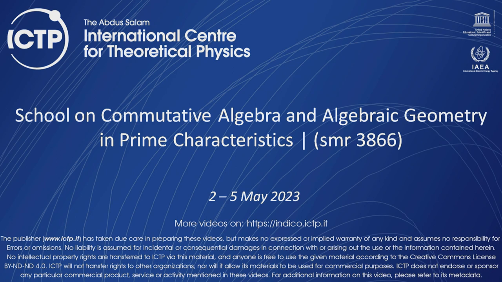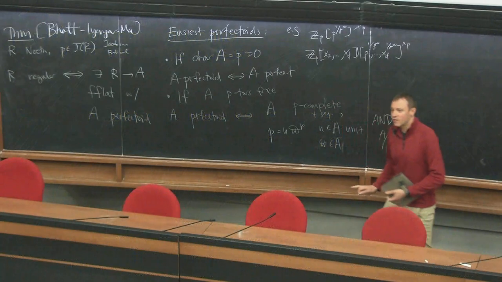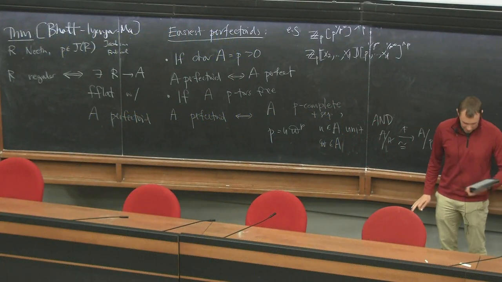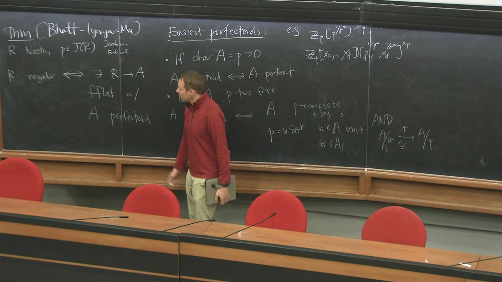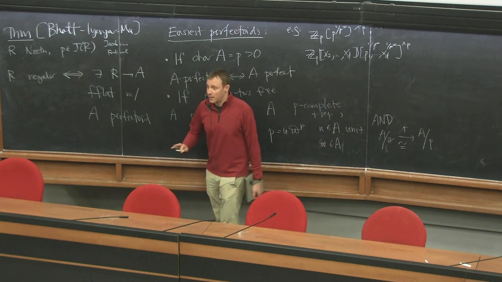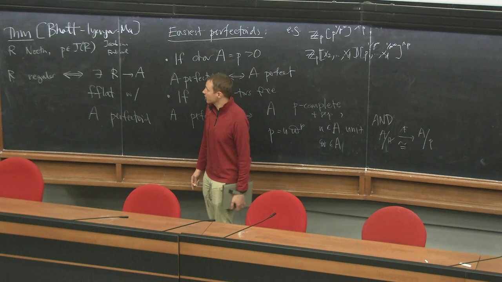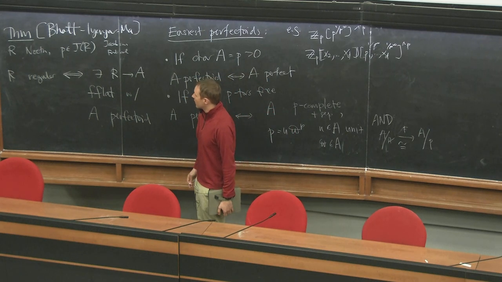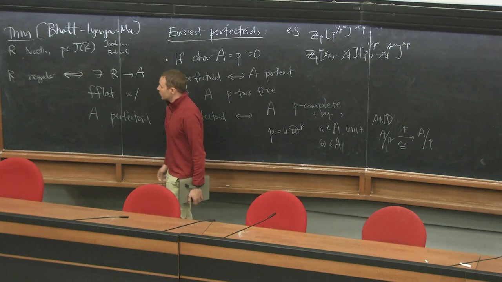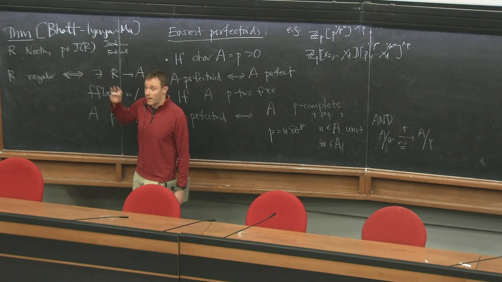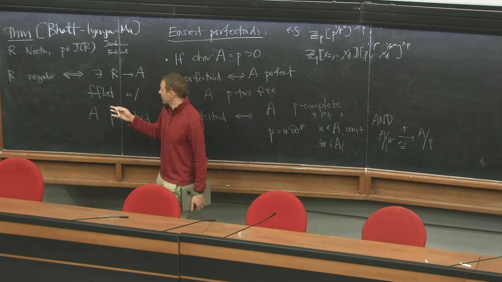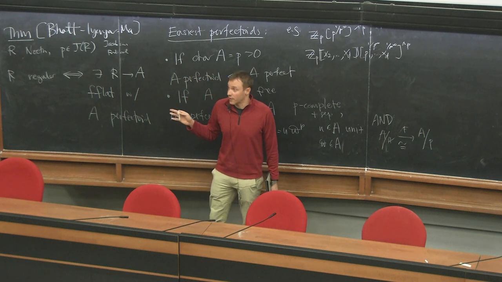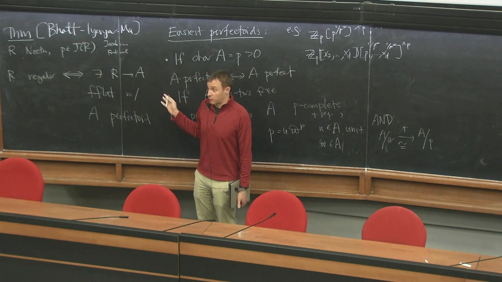So welcome back for the second installment of this lecture series. Let me recall briefly where we were before we get started and tell you where we're going. Last time we sketched the characteristic p version of this motivational result of Bhatt, Iyengar, and Ma, where we showed that if you look at a Noetherian ring in positive characteristic, an analog of Kunz's theorem is that it's regular if and only if it admits a faithfully flat map to a perfect ring.